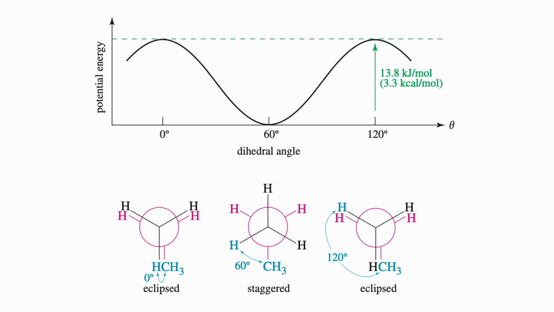And here we can see that the energy difference between these two conformations is 3.3 kilocalories per mole. So a little bit higher than ethane, where the energy barrier there was 3 kilocalories per mole.